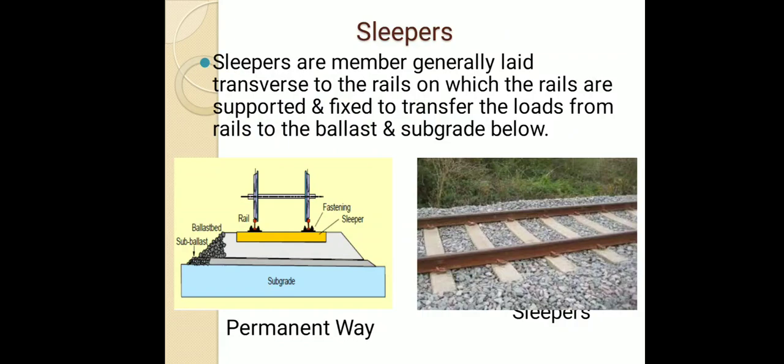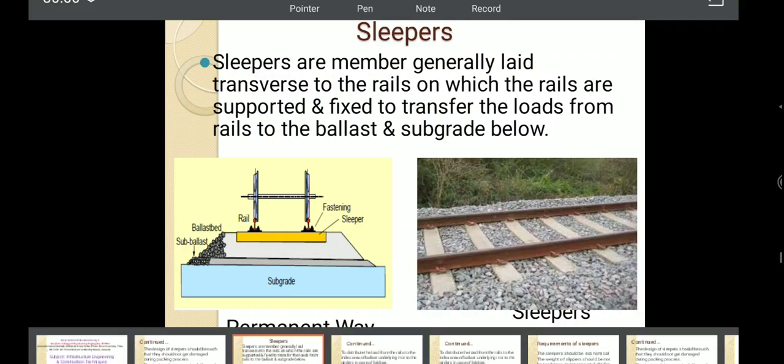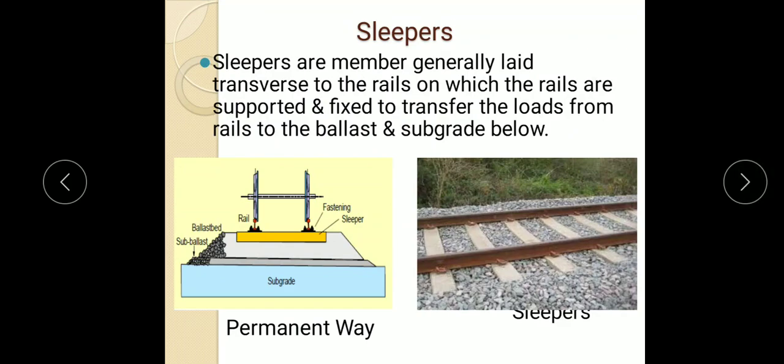So, the first photo shows the permanent way. In that, we can see these are the rail sections which are resting on the sleeper. The second photo shows the railway track in which these are rail sections running parallel to each other, and the transfer members are these, the sleepers.